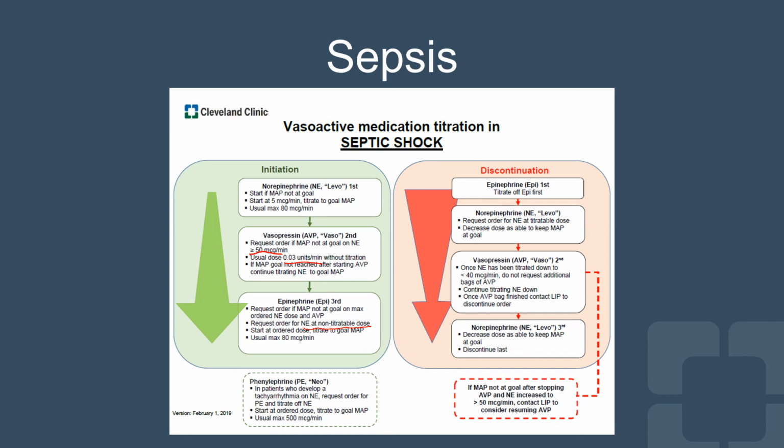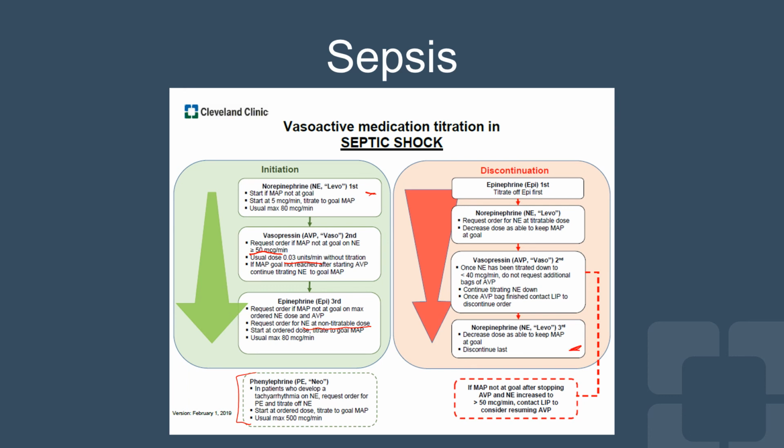Now, should the patient experience multiple arrhythmias on the norepinephrine, you can ask the physician for phenylephrine in place of the norepinephrine and titrate accordingly with the phenylephrine, following the same process. Now, as important as it is to initiate, it's as important to discontinue. As a rule of thumb, the first medication on is the last medication to be titrated off. So here we are starting with norepinephrine, and our last medication to come off is norepinephrine.